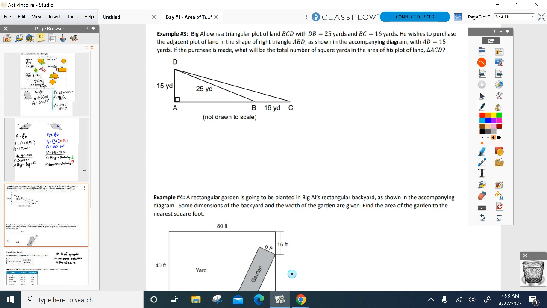Guys can read through here. So we're looking for the area of triangle ACD. Let's get out the formula again: one half base times height, or base times height divided by 2, whatever you remember.